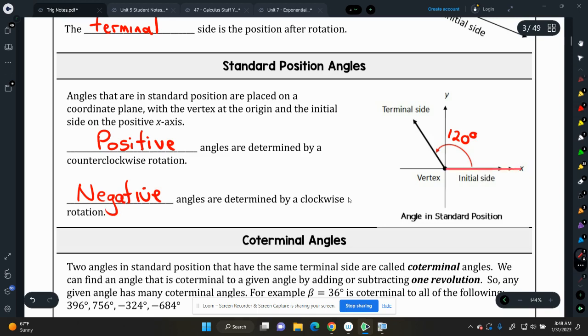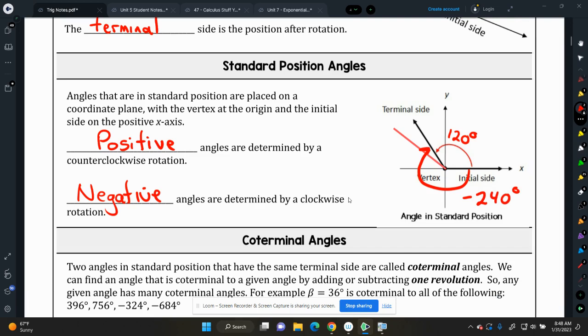If I rotate in a clockwise direction, we get a negative angle. So if I start here and rotate down, I'm going to have a negative angle. Going in the negative direction, this is negative 240 degrees. They represent the same position. This is really important.